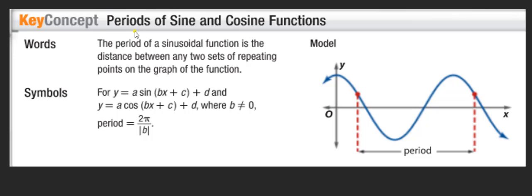In this video, we're going to talk about periods of sine and cosine functions. The period of a sinusoidal function is the distance between any two sets of repeating points on the graph of the function. In other words, the period is the distance of one cycle. That is a period. And when you have A, B, C, D, in order to find the period, it is 2 pi over the absolute value of B.